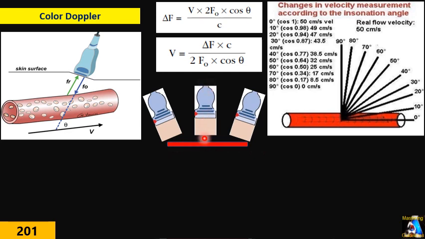In this one, the center is perpendicular. If we scan the vessel in this way, it doesn't show any color at this center, because it's perpendicular and the cosine of 90 degrees is zero. But if we do toeing or heeling, it can register some blood flow at that level.